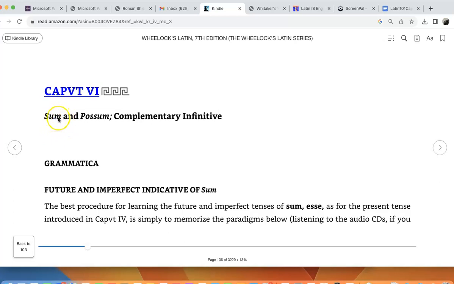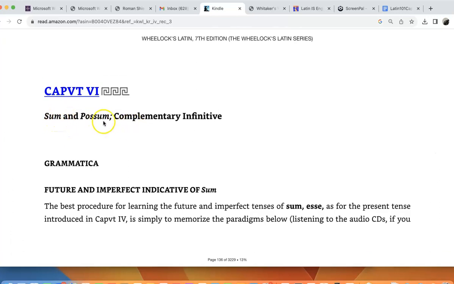All right, let's take a look at the grammar topics in this chapter. We have sum and possum, which is the irregular form of to be. So sum means I am, possum means I can or I am able to. And then we have what's called the complementary infinitive. We had the infinitive back in chapter 1. This is merely another instance of that.